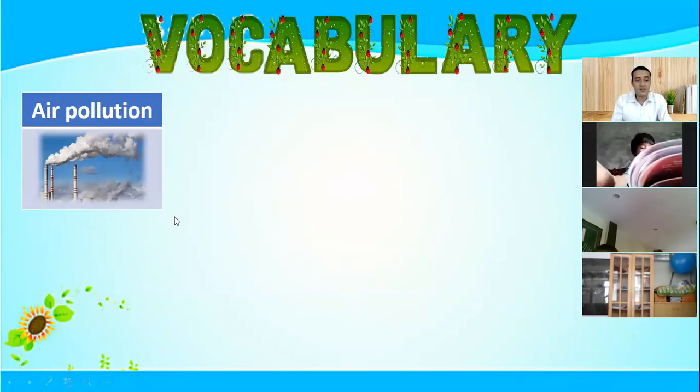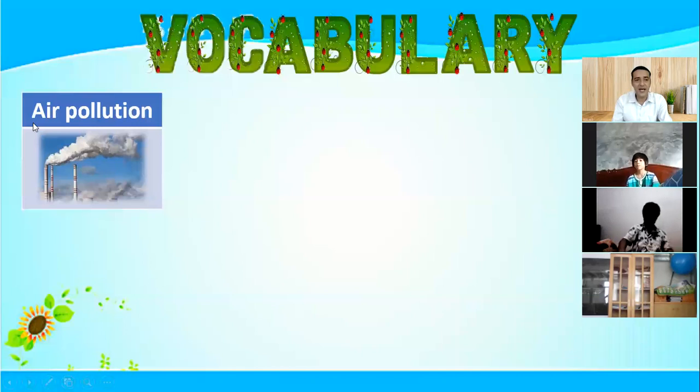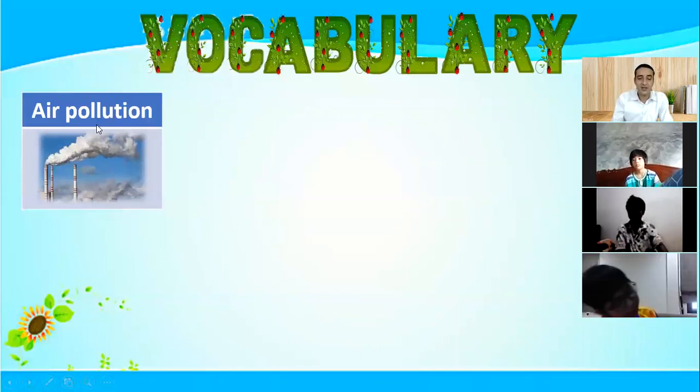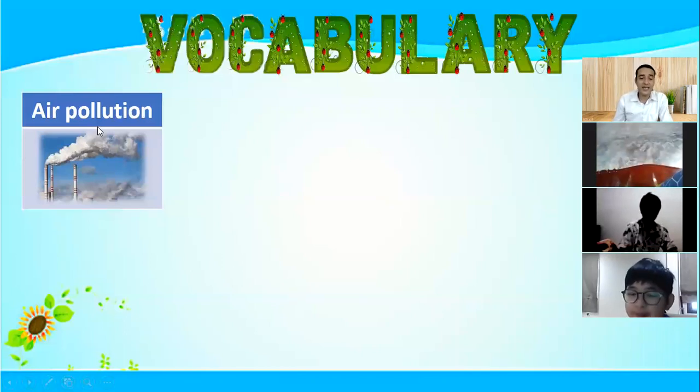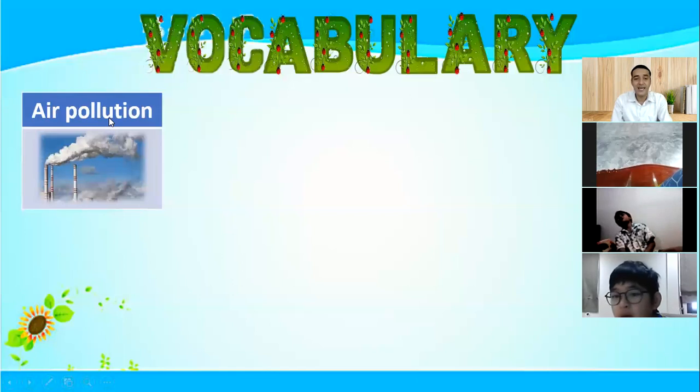Air pollution. Please pronounce after me, okay? Air pollution. What is air pollution? Air pollution is a mixture of solid particles and gases in the air, such as dust, chemicals from the factories, and car emissions. Those are all air pollution.